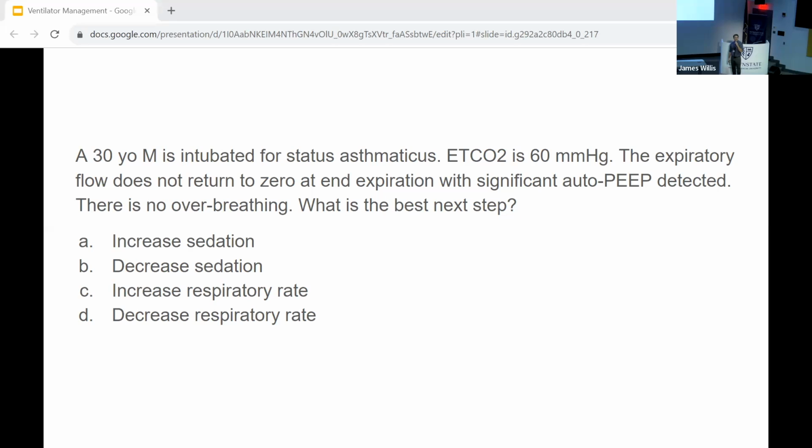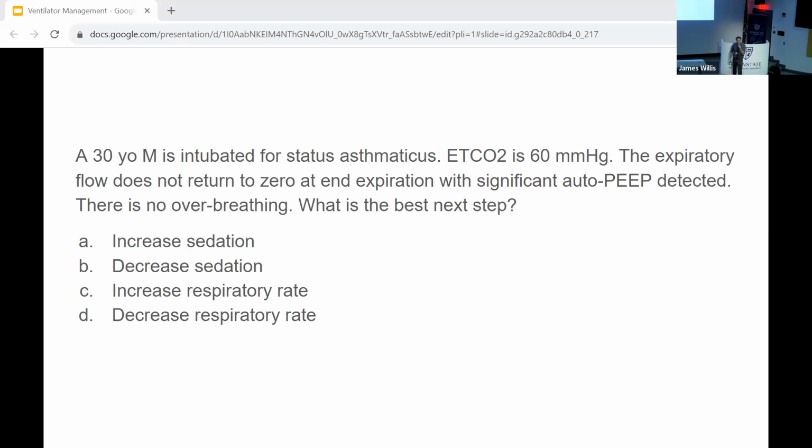Okay, why not increase the sedation? Well, he's not overbreathing. It's whatever you put it in. Let's say you put it in at 16 or 15, right? It's not really going to achieve anything because the patient looks like they're pretty passive. You can't make them any more passive. So you have to do a different thing. Correct. The answer is decrease the respiratory rate.